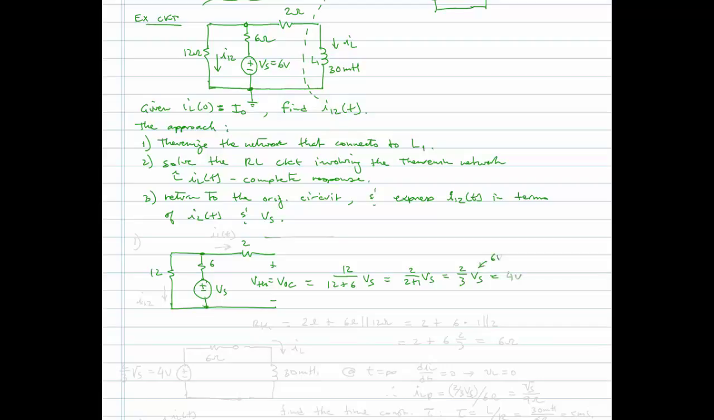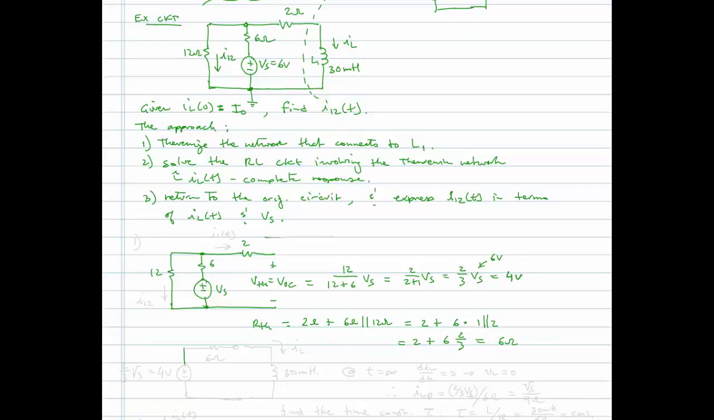which we can say is 2 over 2 plus 1 Vs, or 2/3 of Vs, which is 4 volts, since Vs is 6 volts. Okay, and then our R Thevenin is going to be equal to the resistance that we see looking in when we turn off the independent voltage source. So we'll see 2 ohms plus the parallel combination of 6 and 12 ohms. So this is 2 plus 6 times 1 in parallel with 2, and that will be 2 plus 6 times 2/3, or 4, so the Thevenin resistance is 6 ohms.